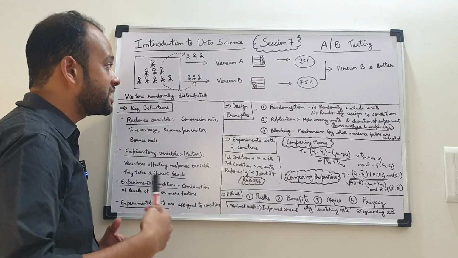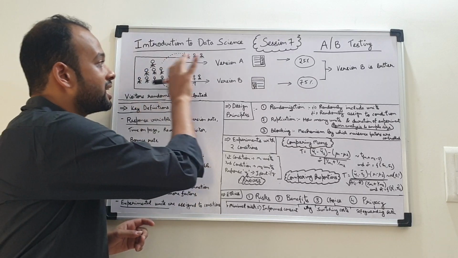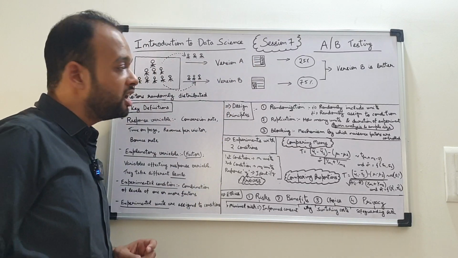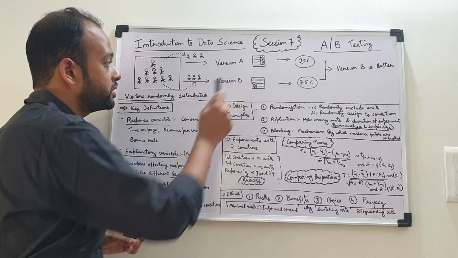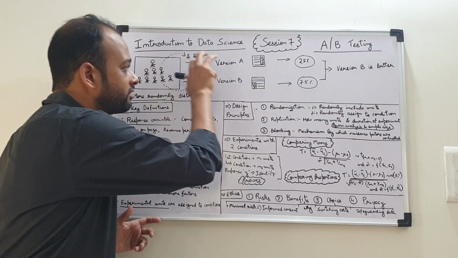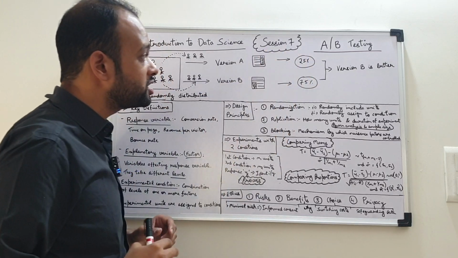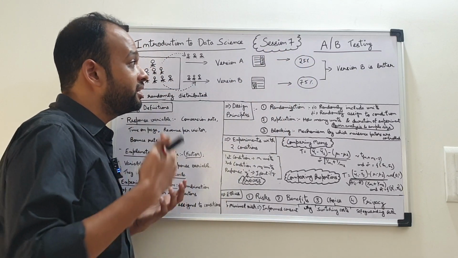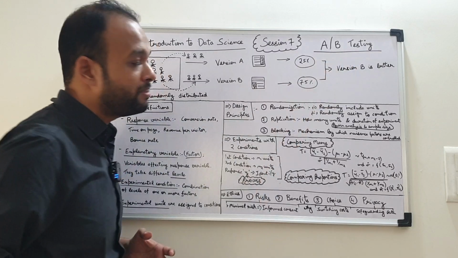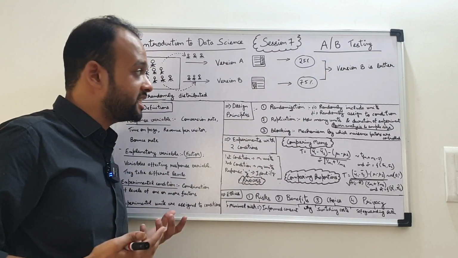And then finally, we come to experimental units, which I've denoted here as the people or the users who are coming in. These are the experimental units which we want to assign to these experimental conditions. So the experimental conditions are version A and version B, and the experimental units are flowing into these different versions, and then we are measuring the particular response variable that we are interested in, calculating the metric, and then finally saying, based on our statistical hypothesis test, which version is better.